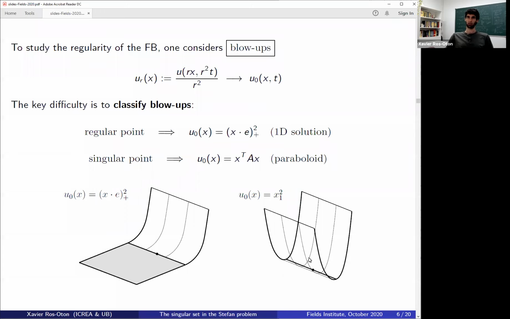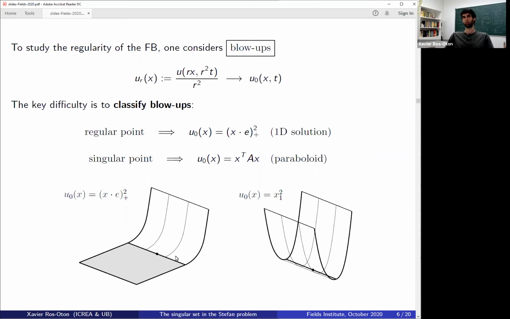You have two options. Even though this is a parabolic problem, because we are doing this parabolic scaling, the blow-ups are always stationary, so they are independent of time. Either you get a 1D solution, which is the same solution as in the elliptic setting, a half space solution. This is what you expect at regular points, because if you had a nice smooth domain, then when you blow up, you see a half space. The dependence in time disappears because of the parabolic scaling.